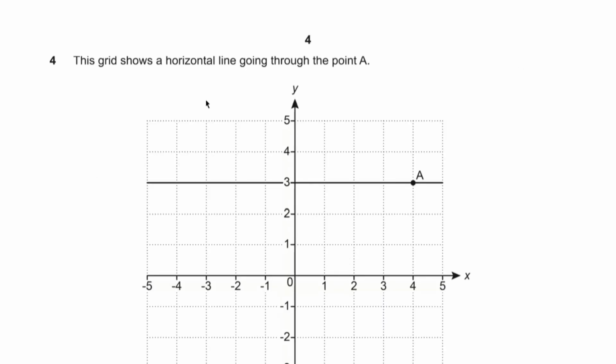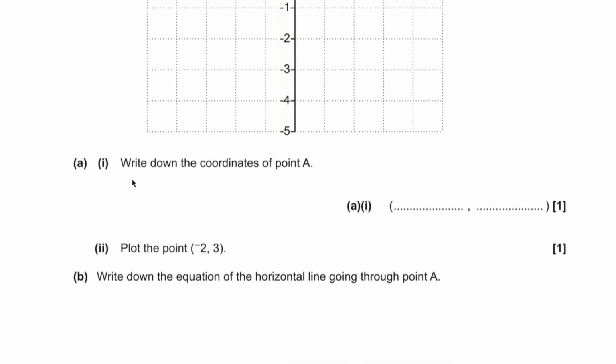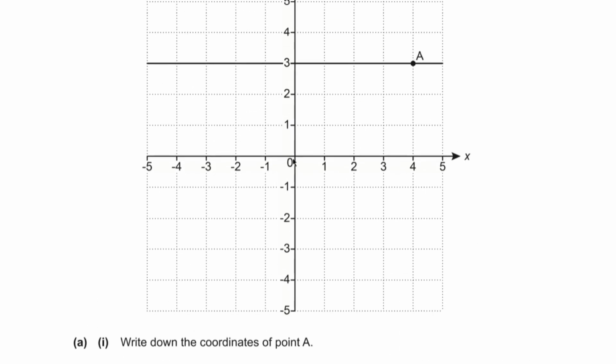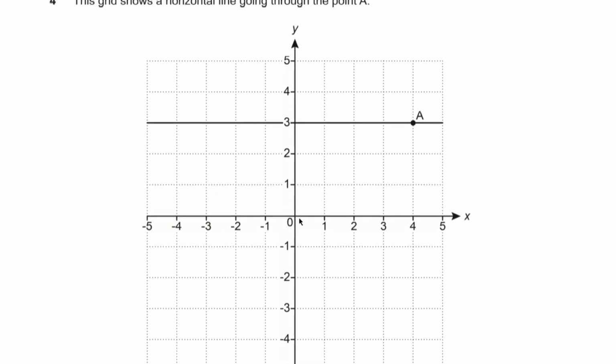Question number 4. This grid shows a horizontal line going through the point A. And what we have to do for part A, for the first part, is write down the coordinates of the point A. Well, we go 4 across and 3 up. So our coordinates are 4, 3. Next we have to plot the point -2, 3. So we have -2, 3. That point is over here.